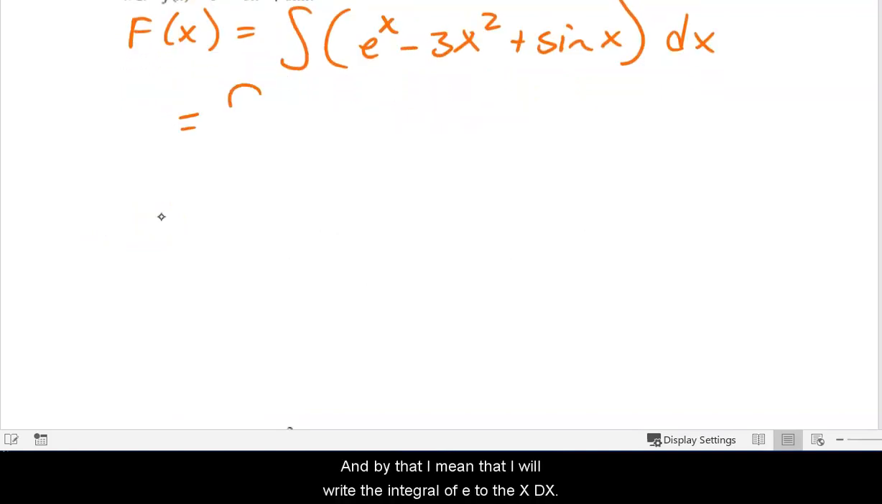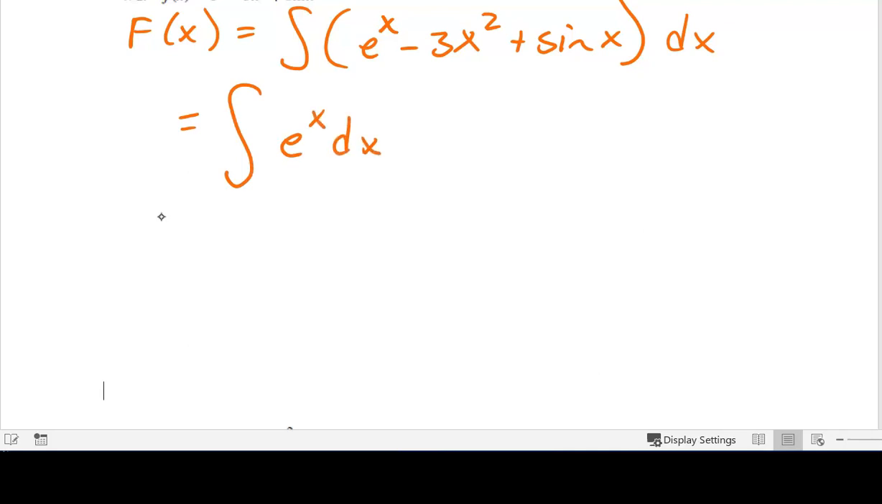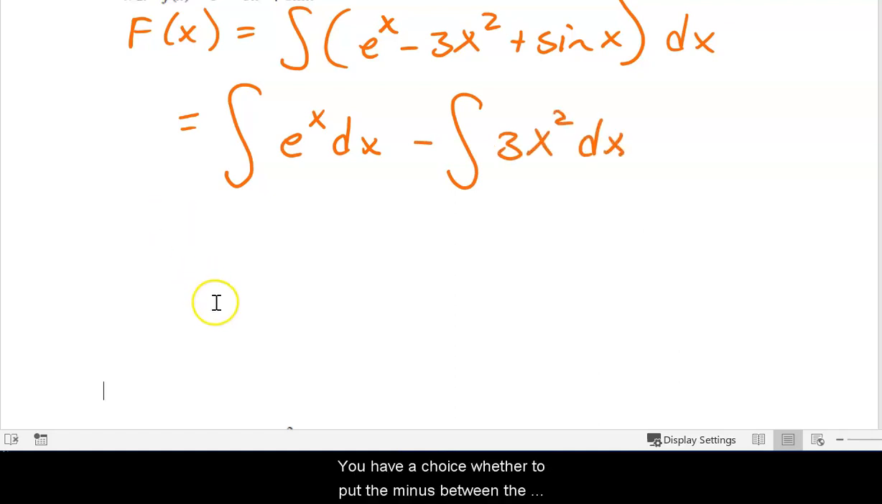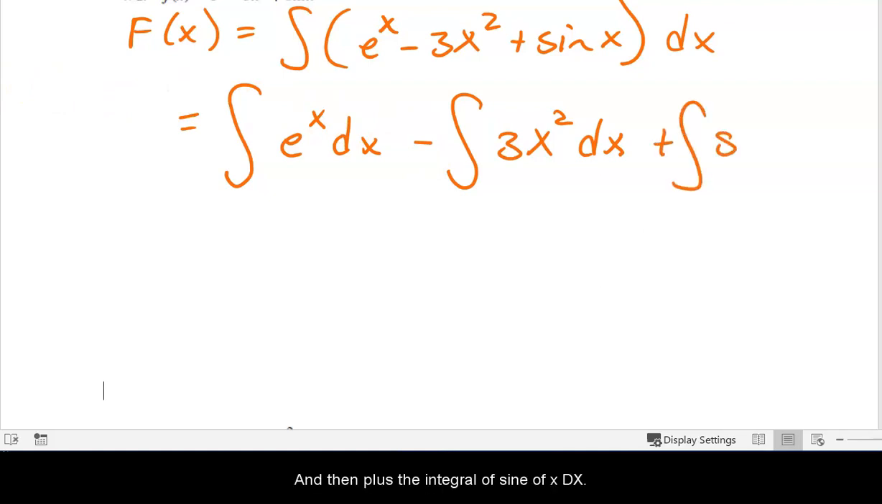And by that I mean that I will write the integral of e to the x dx minus the integral of 3x squared dx. You have a choice whether to put the minus between the integrals or to write this as a plus and the 3 as a negative 3. Typically, we would leave the negative in between as a subtraction. And then plus the integral of sine of x dx.